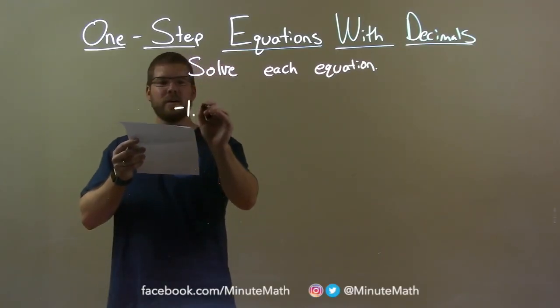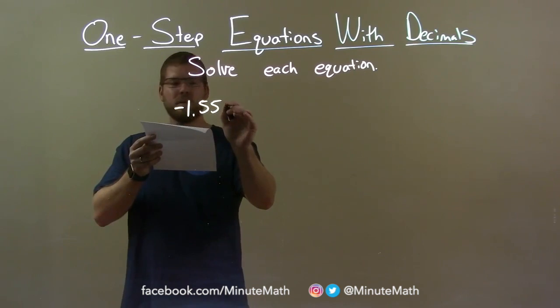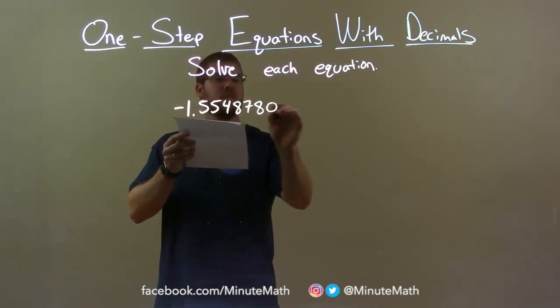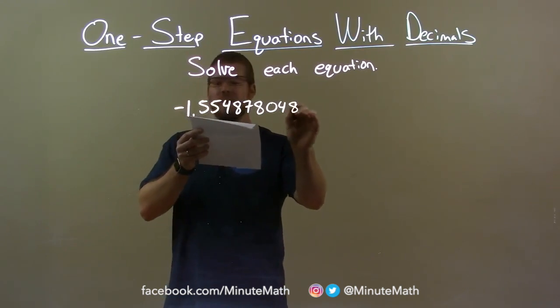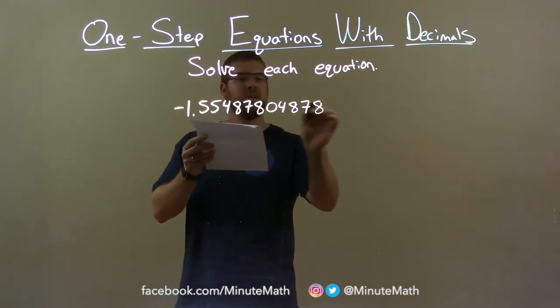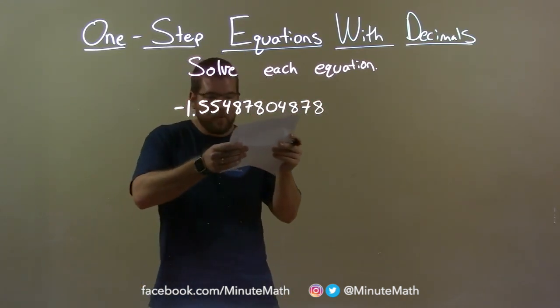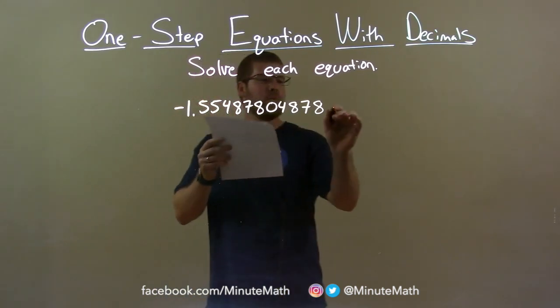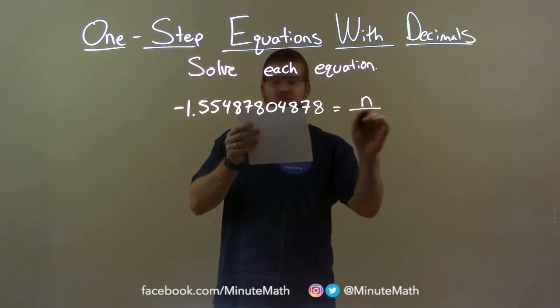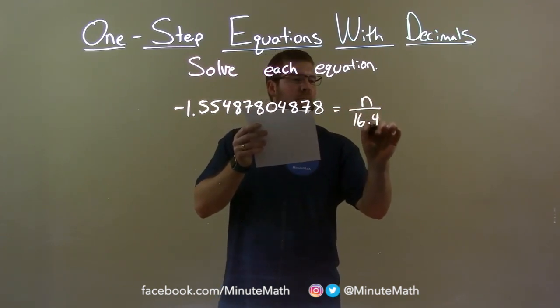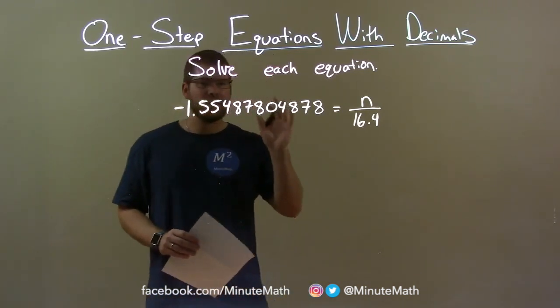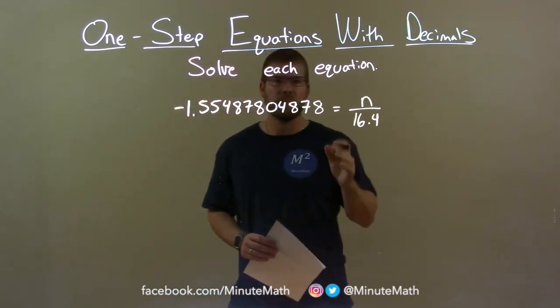Negative 1.55487804878. Let's double check that. Negative 1.55487804878 equal to n over 16.4. And I want to solve for n. Well, this, in its bare bones, is the same as any other problem solving for n.